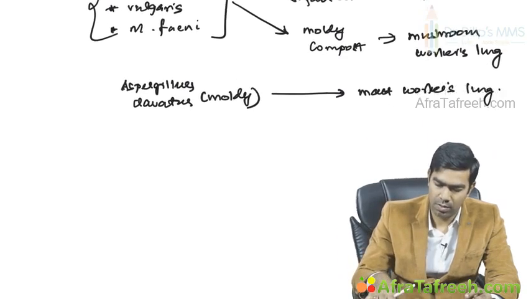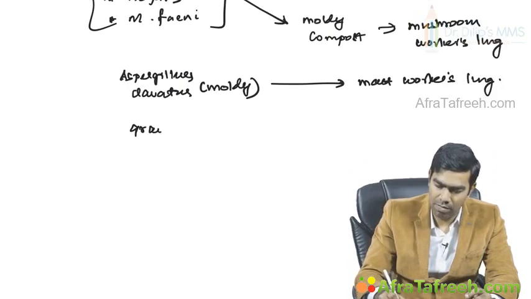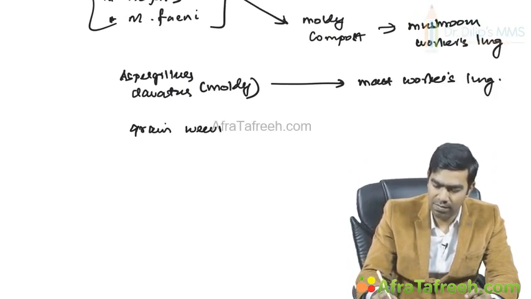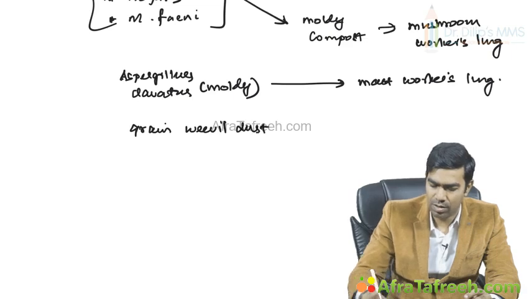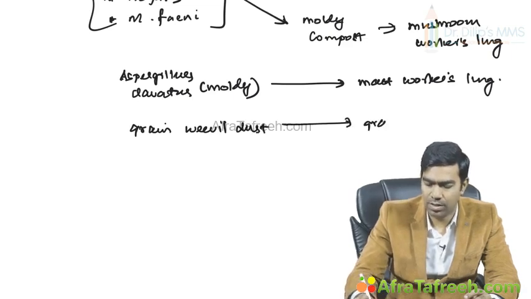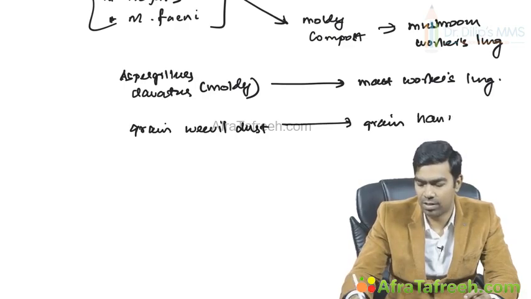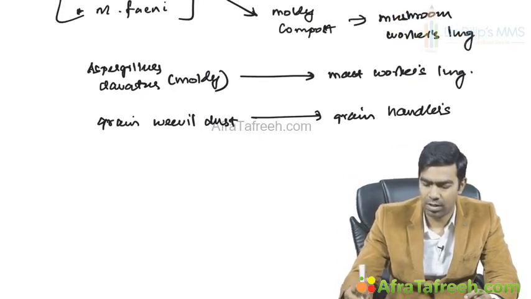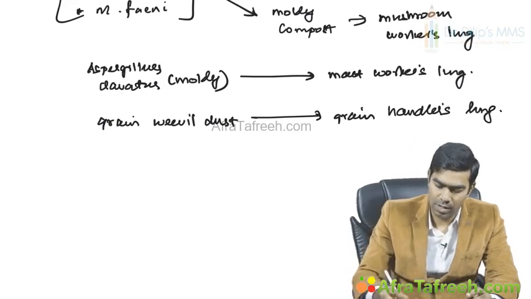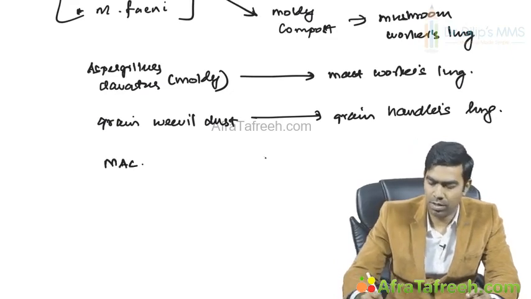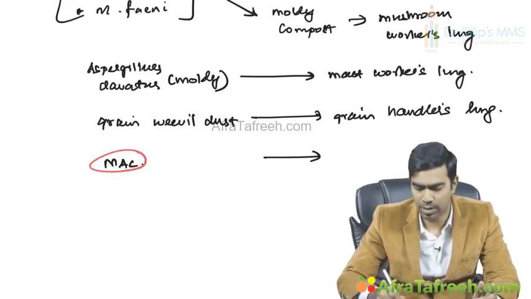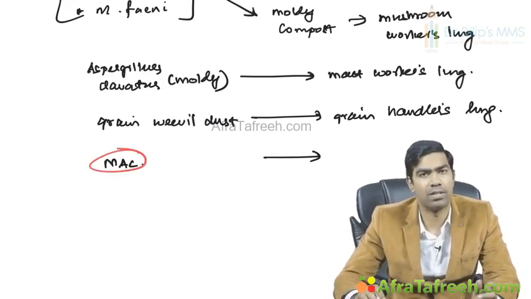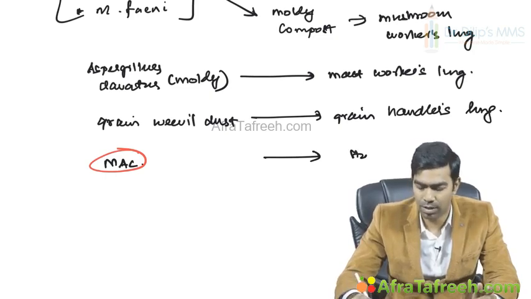And next, you can get it from grain weaving dust also. That's referred to as grain handler's lung. And you can get it from Mycobacterium avium complex. You all know that Mycobacterium avium complex causing hypersensitivity pneumonitis is a very common question in exams. That's called hot tub lung.